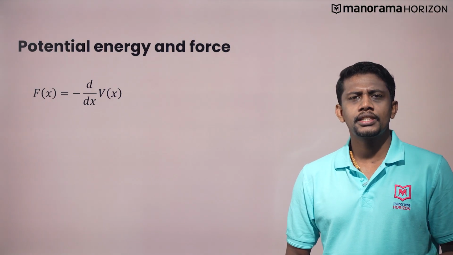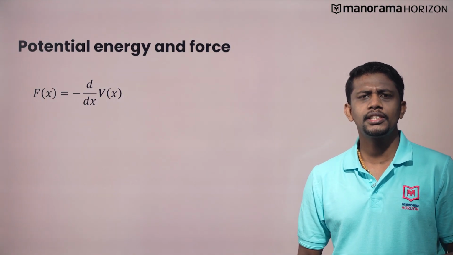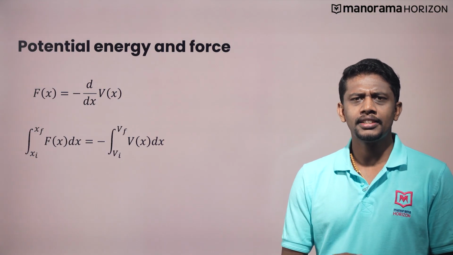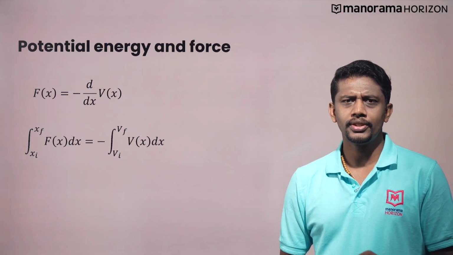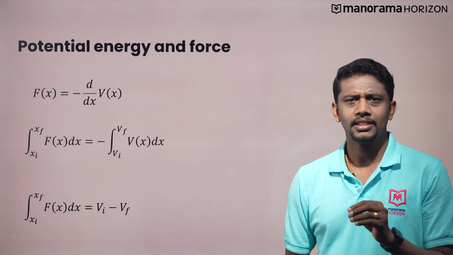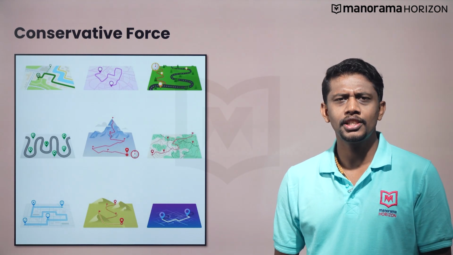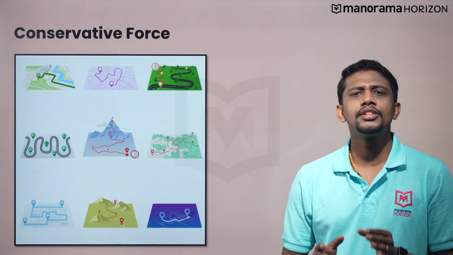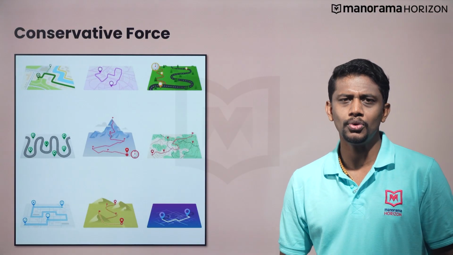Mathematically, the potential energy V of x is defined if the force F of x can be written as F of x is equal to minus d by dx of V of x. This means that integral xi to xf F of x dx is equal to minus integral vi to vf dV of x, which is equal to vi minus vf. This means that the work done or potential energy due to the force only depends on the initial and final positions of the body. That is, the work done by the force is path independent. Such forces are called conservative forces.